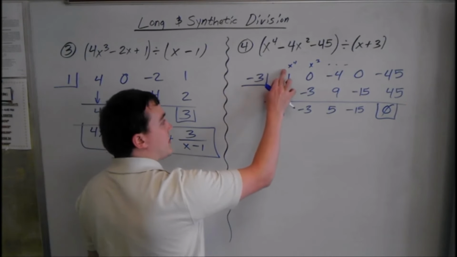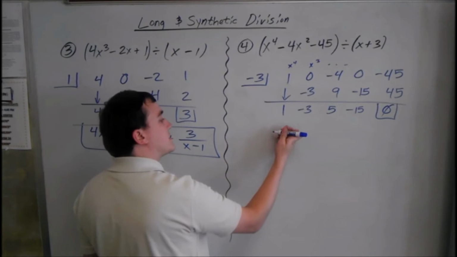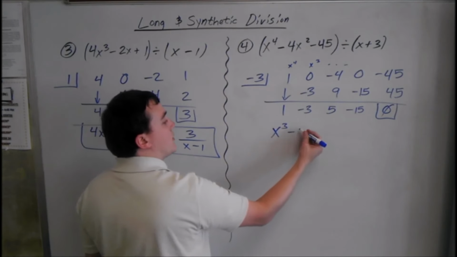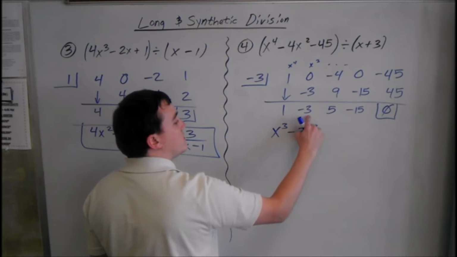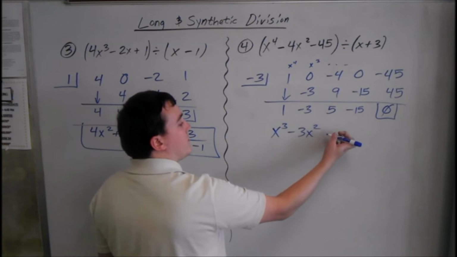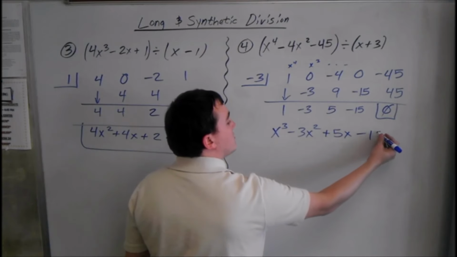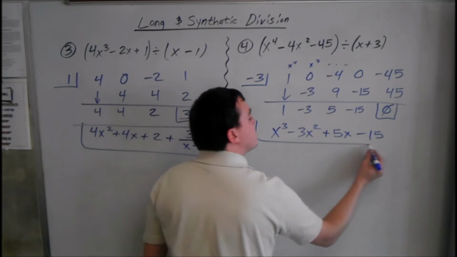So, since we started with x to the 4th, we know we're going to start with x cubed here. Just drop it down by 1 power. Minus 3x squared plus 5x minus 15. And there is no remainder, so that'll be it.